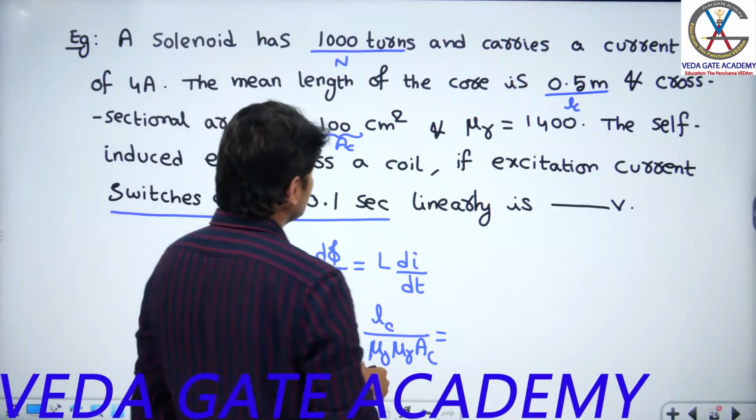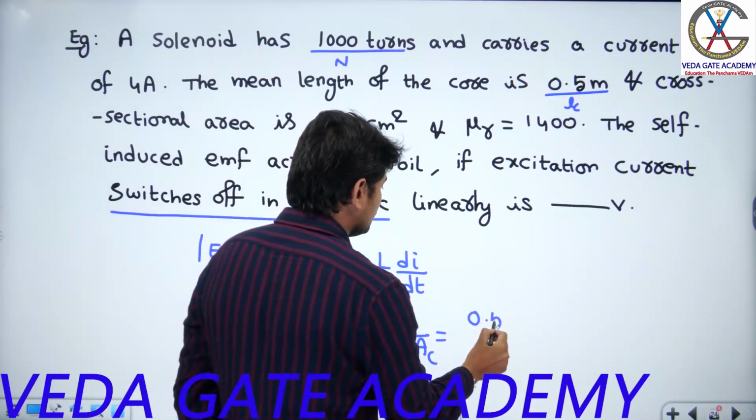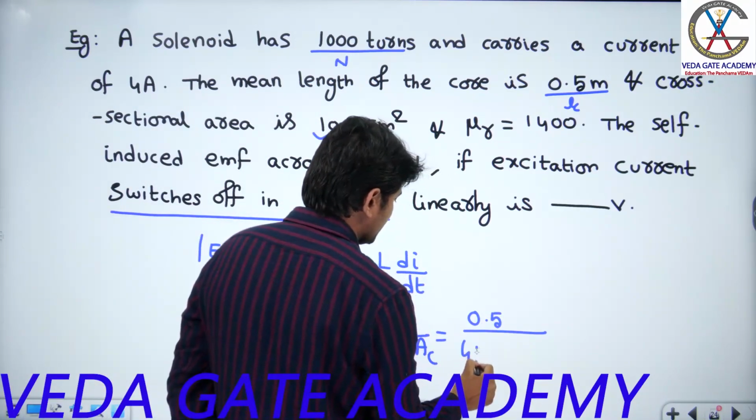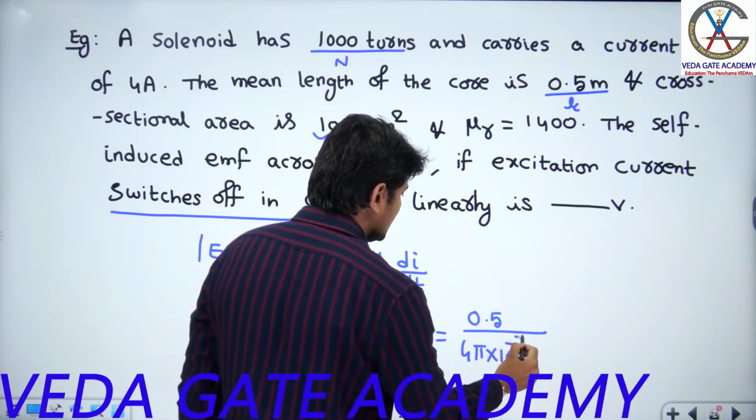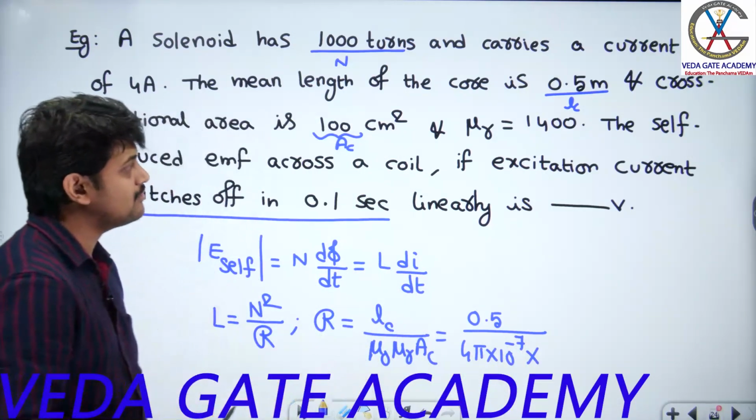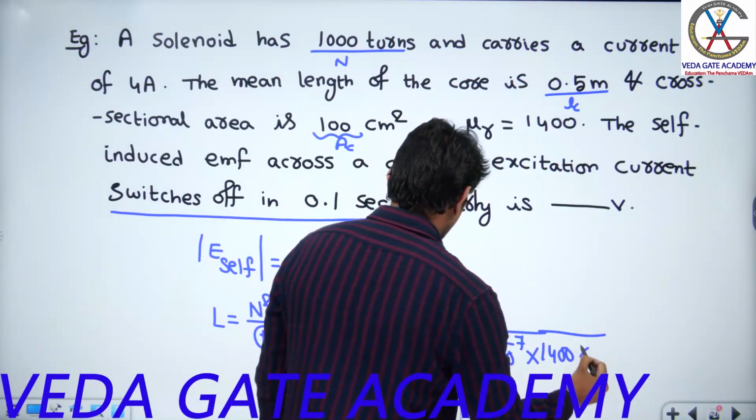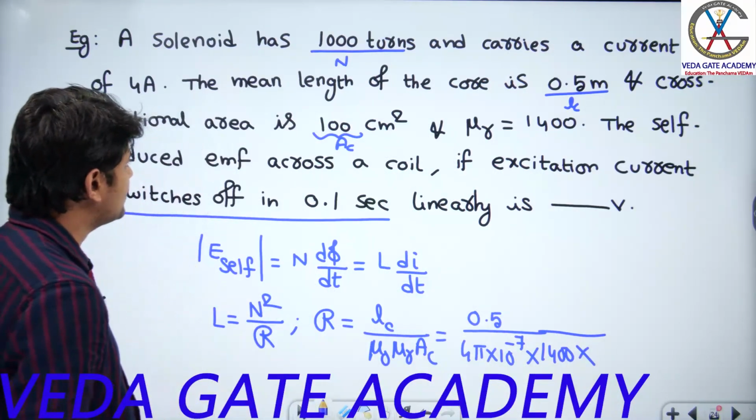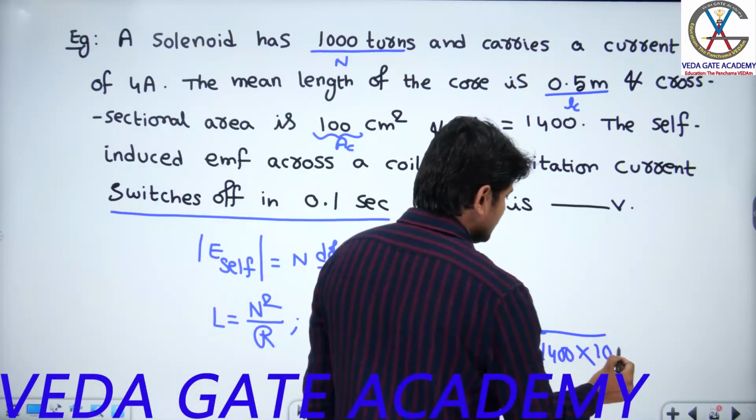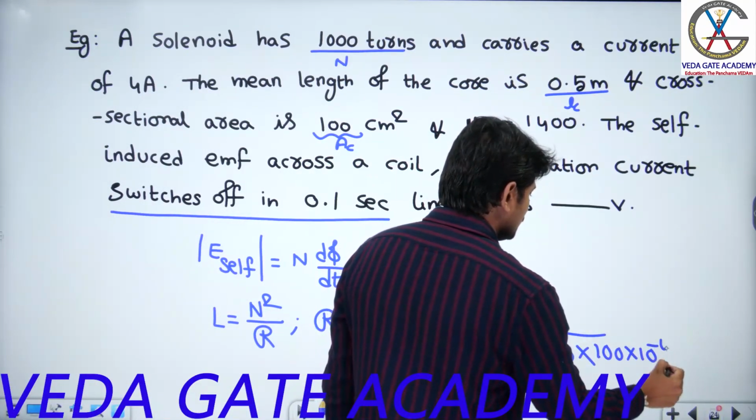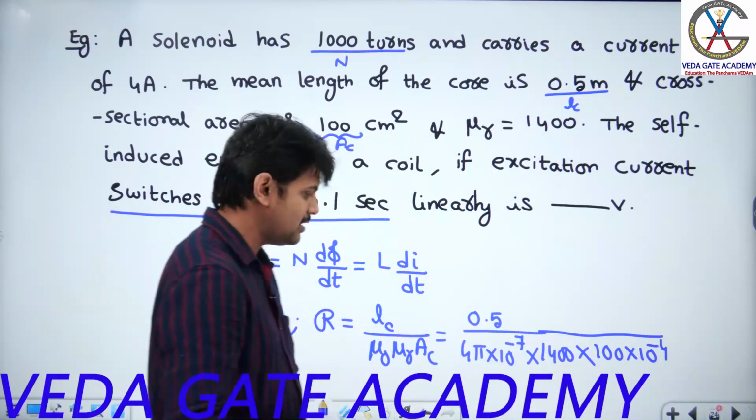So what is the reluctance? Length of the flux path is 0.5 meters, 0.5 divided by mu naught, 4 pi into 10 power minus 7, into relative permeability. What is the relative permeability they have given for the core material? 1400, into area of cross section 100 centimeters square. So you are going to get 100 into 10 power minus 4. So if you do the simplification for this one, I am directly writing the answer.